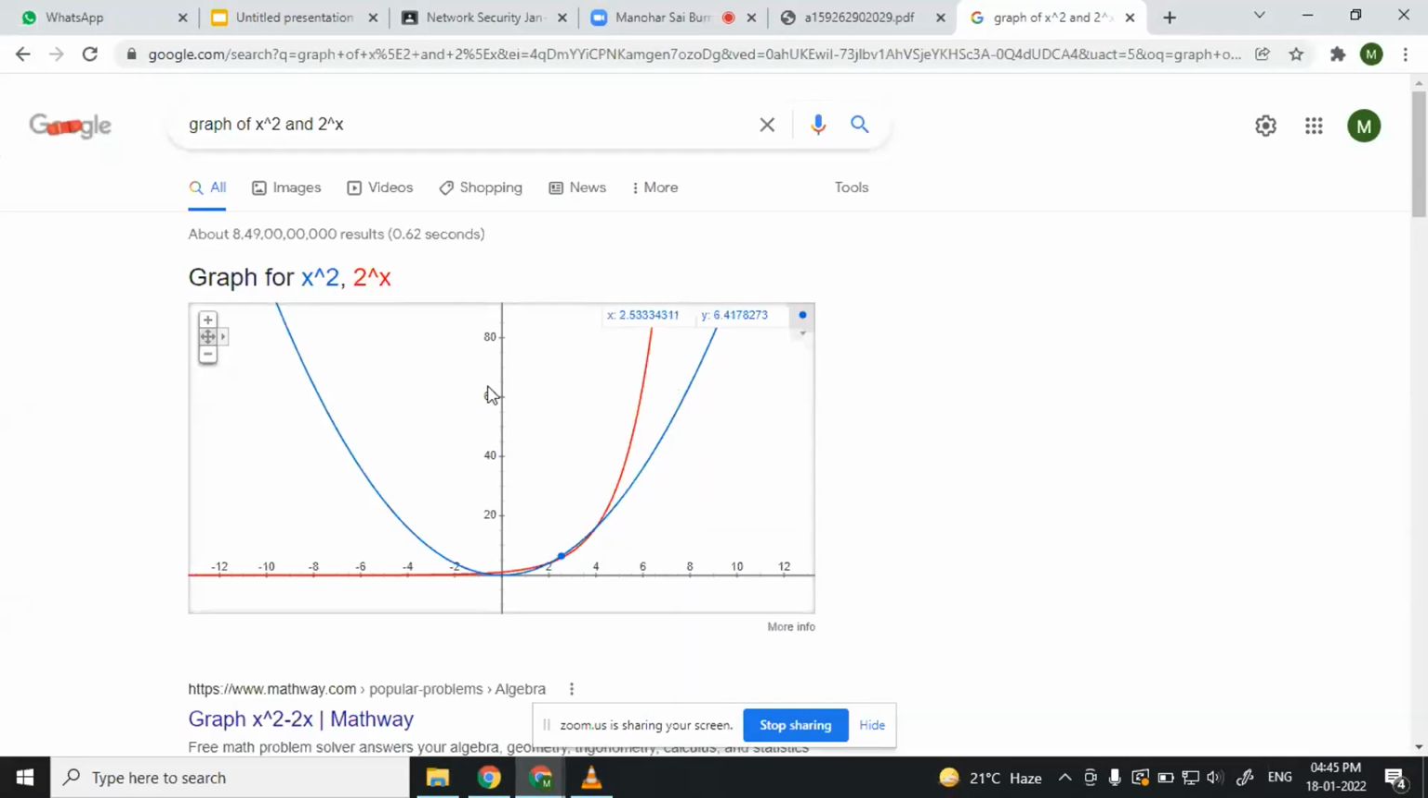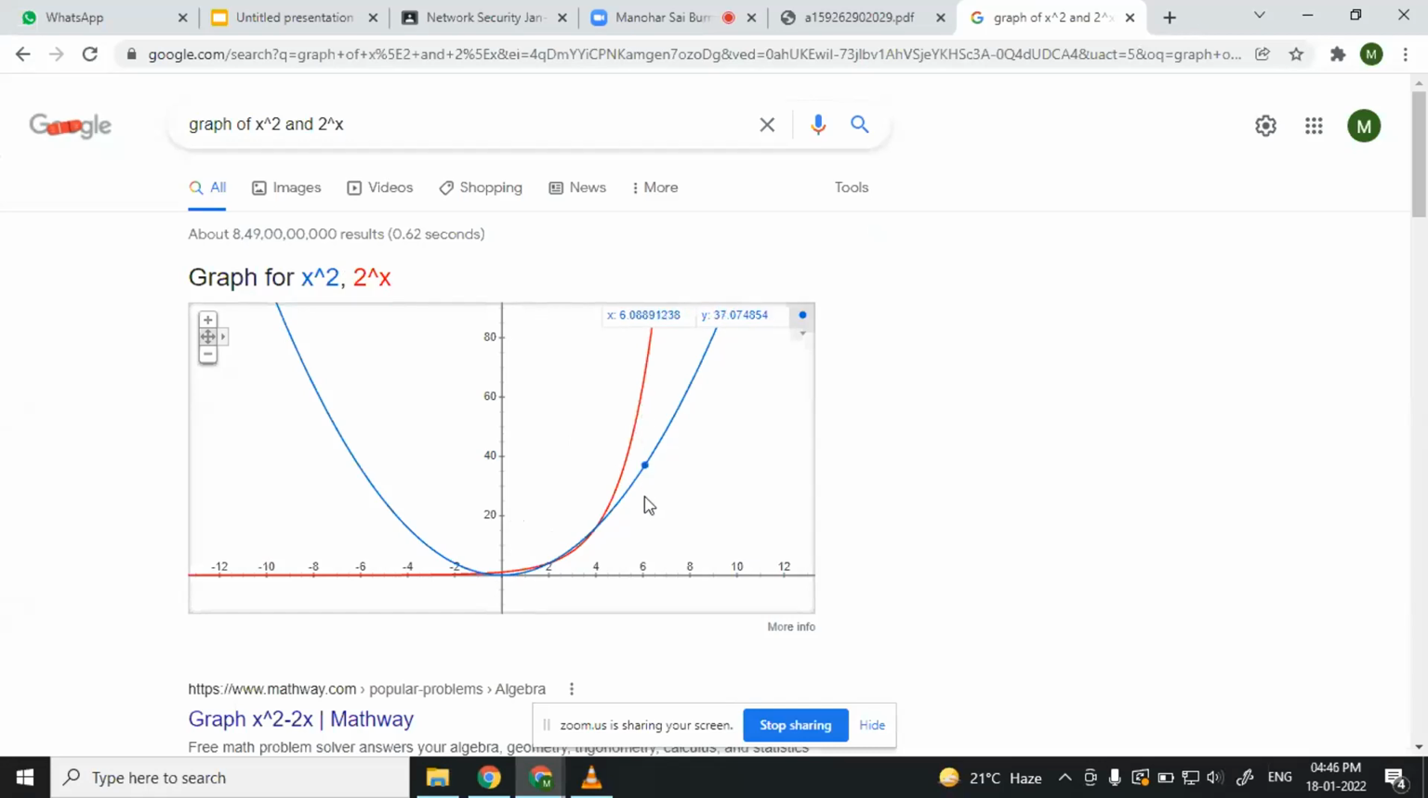So as you can see in this graph, there are two graphs. One is polynomial, x square, and another is non-polynomial, that is 2 to the power x. The red one shows non-polynomial and the blue one shows polynomial. Now what happens is that as you can see on the positive side of the x-axis, there's a difference between both the graphs.